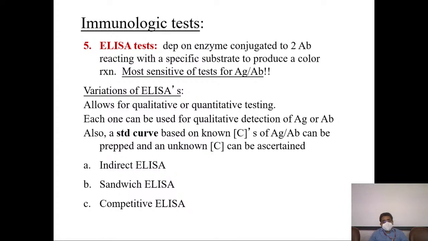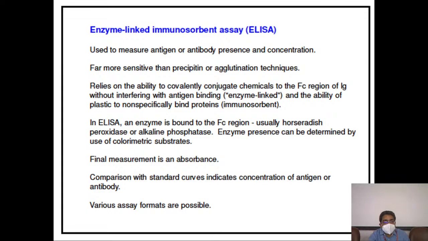There are different variations of ELISA. It allows for qualitative or quantitative testing. Quantitative is better, and semi-quantitative is as we use in that graph. Each one can be used for qualitative detection of antigen or antibody, and can also lead to a standard curve based on known concentrations of antigen or antibody, so that unknown concentrations can be ascertained. There are different types of ELISA: indirect ELISA, sandwich ELISA, competitive ELISA. To understand that, we will go to this picture.